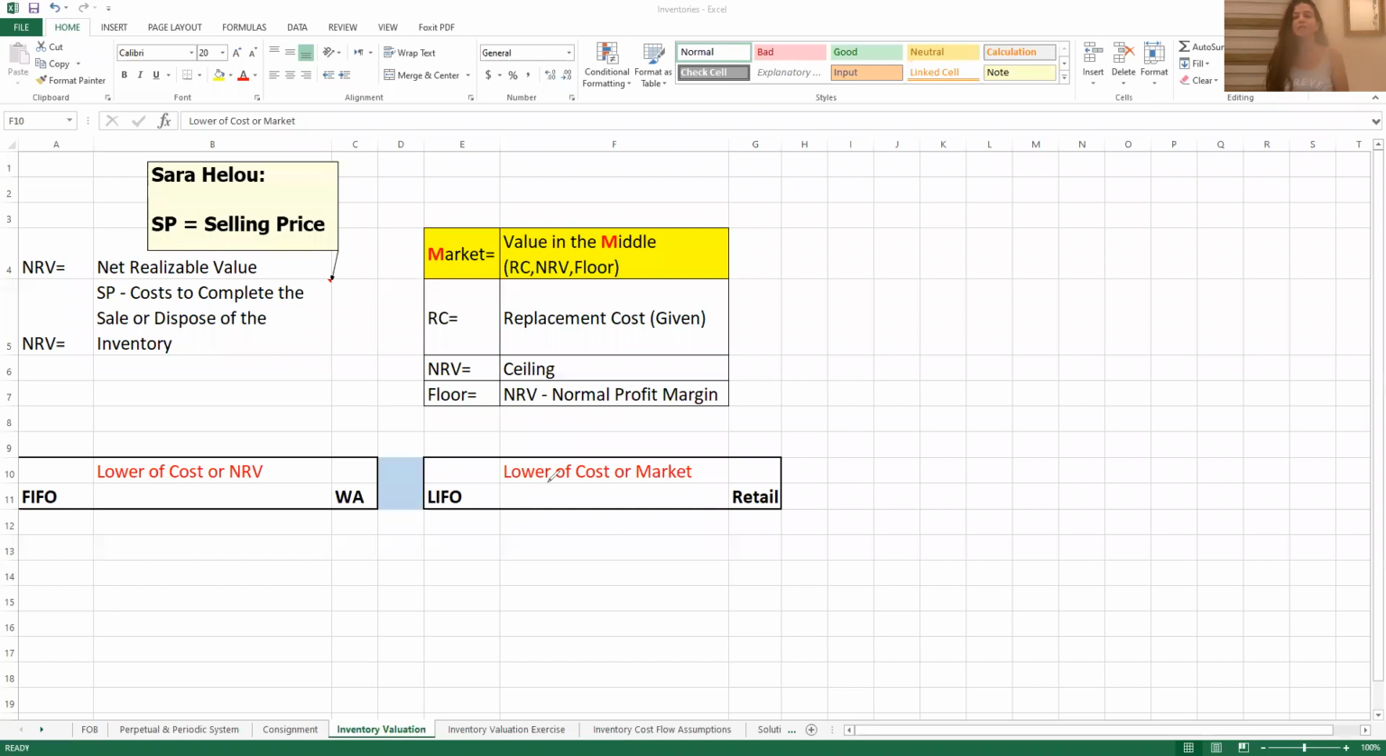Now we're going to explain the inventory evaluation. First, I have this Excel that clarifies the concept of the inventory evaluation in a clear way. When I write NRV, that means the net realizable value.